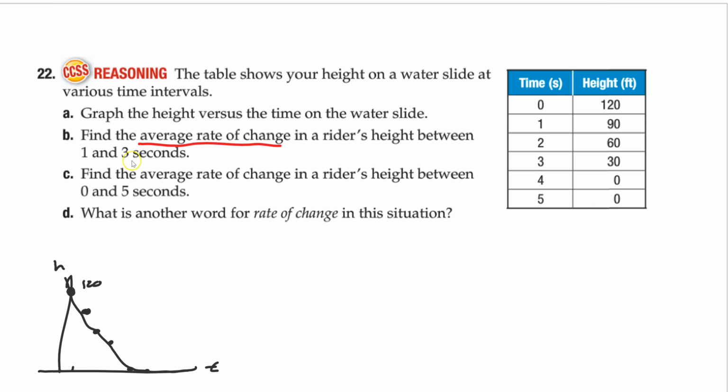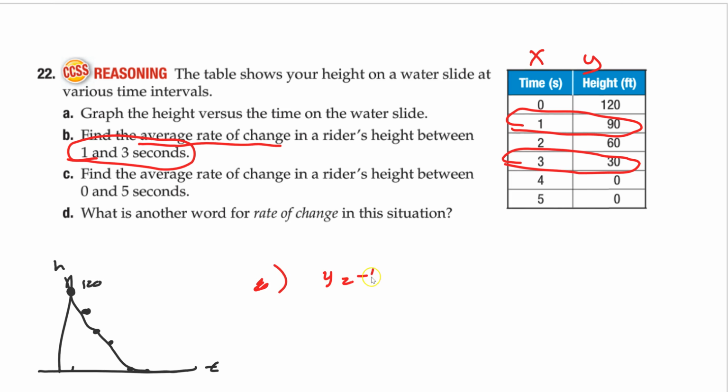So I want to find the average rate of change between 1 and 3 seconds. Now they told me 1 and 3, so I'm going to use 1 and 3. So when they give the actual values, you've got to use those values. So this is my x, this is my y. So they want the rate of change. So it's going to be y2 minus y1 over x2 minus x1. So let's say this is x1, x2, y1, y2.